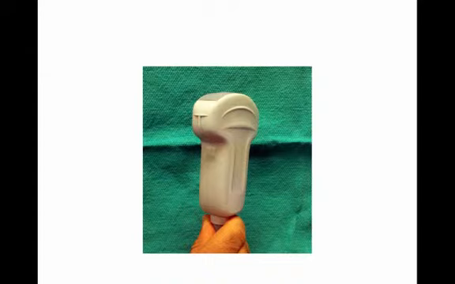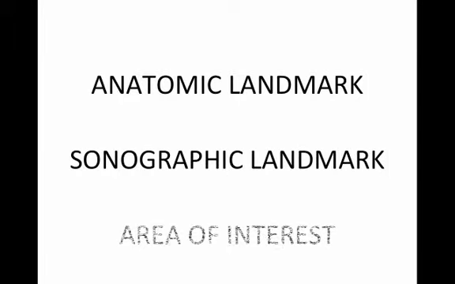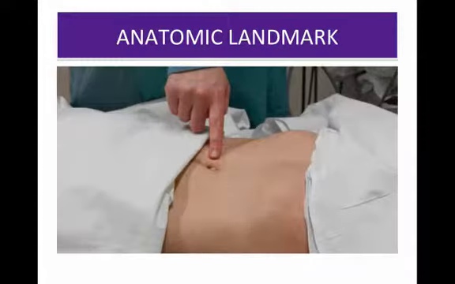Well, how do we begin? In all our tutorials, a recurring theme will be the approach to the basic application. What do we mean by that? Well, for every basic application, we start first by identifying the anatomic landmark. Then we identify the sonographic landmark, and finally we identify the area of interest. Okay, let's start by identifying the anatomic landmark. The anatomic landmark for this type of scan is the umbilicus. Yes, the umbilicus. This is the landmark you use to know where to place your probe initially.